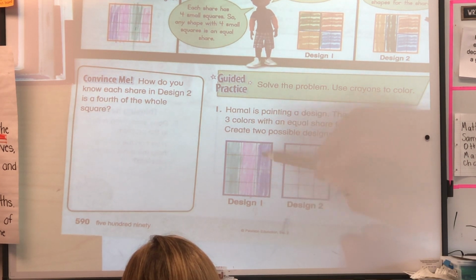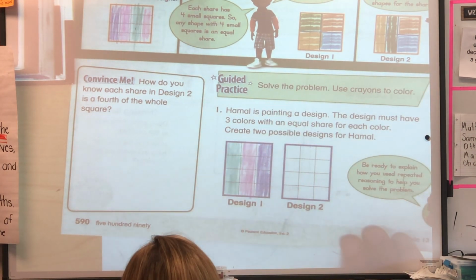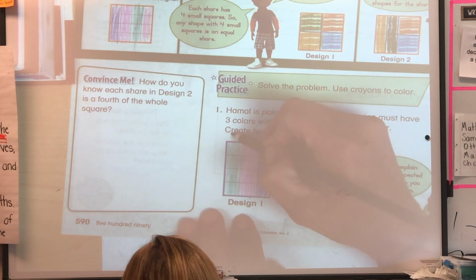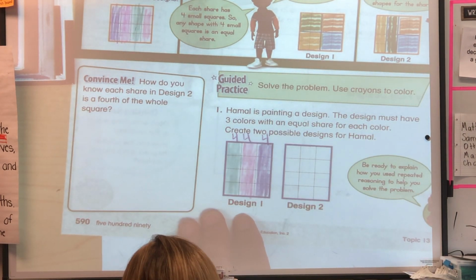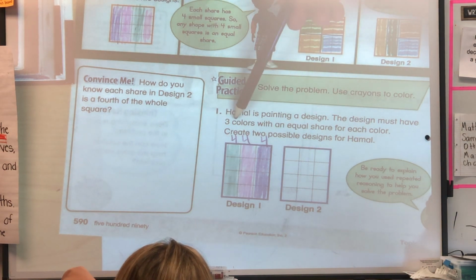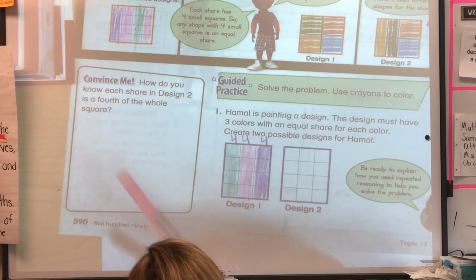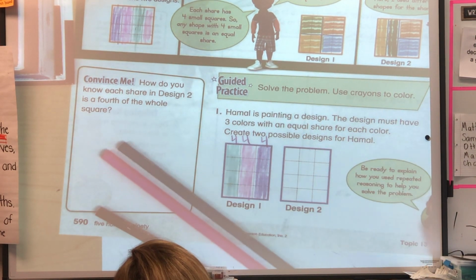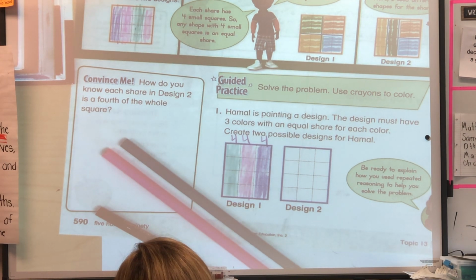Does each column go up and down? Does each column have 4 squares? Yes. So therefore, it would be the same as my repeated addition. Okay? Now, it says we are using 3 colors with an equal share. So I have 3 colors. Now let's take a look at my second one.